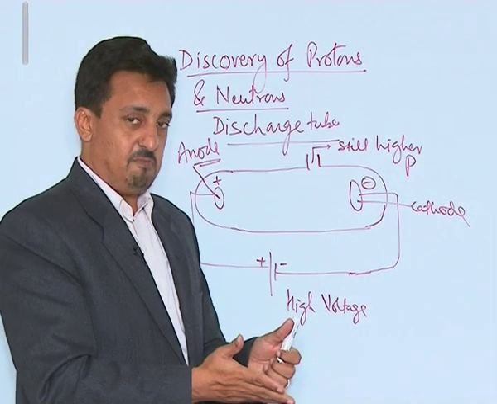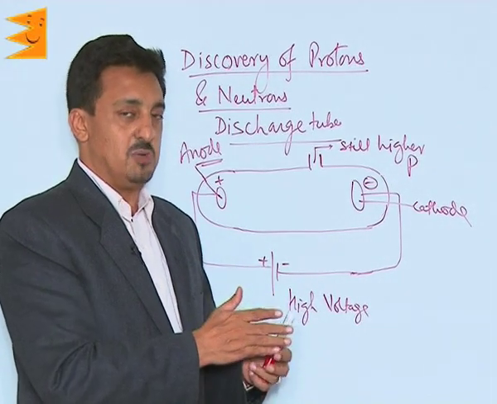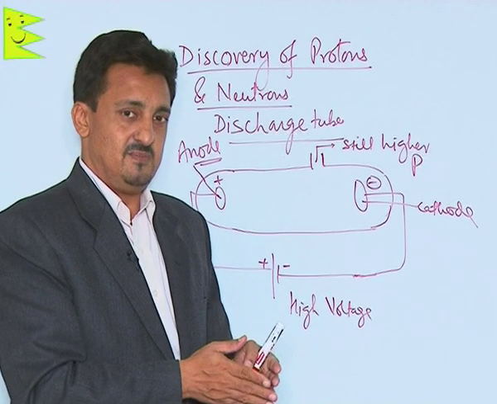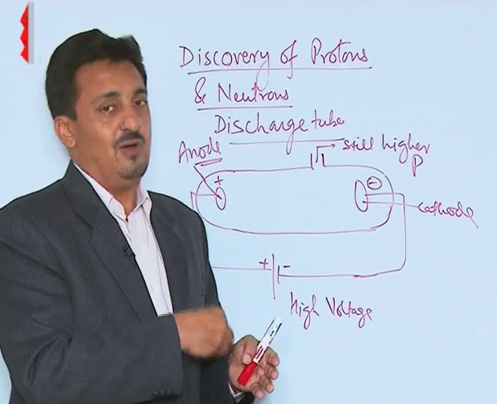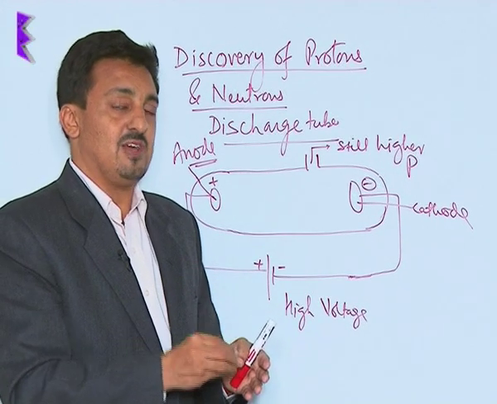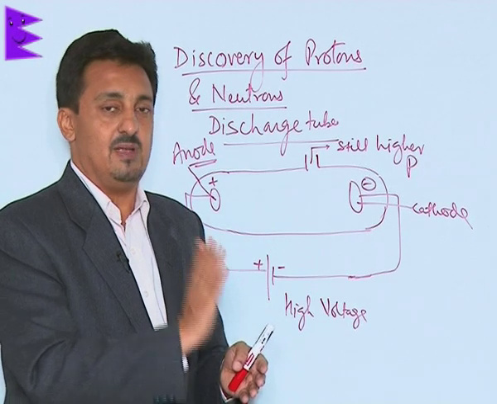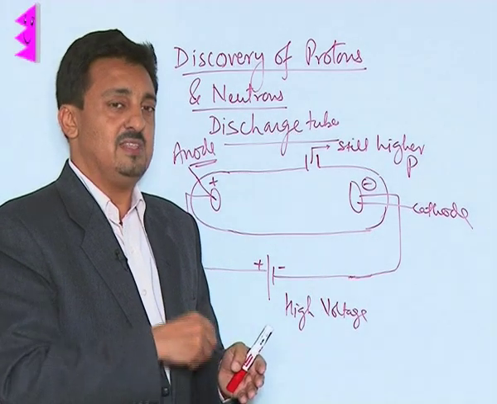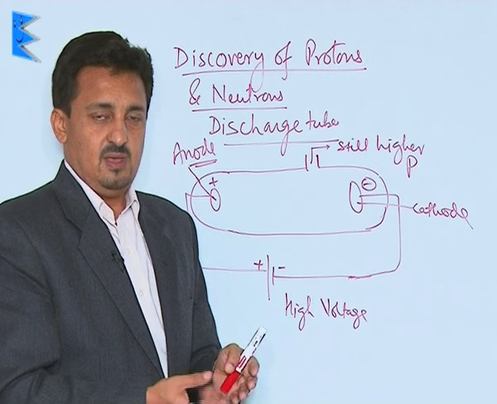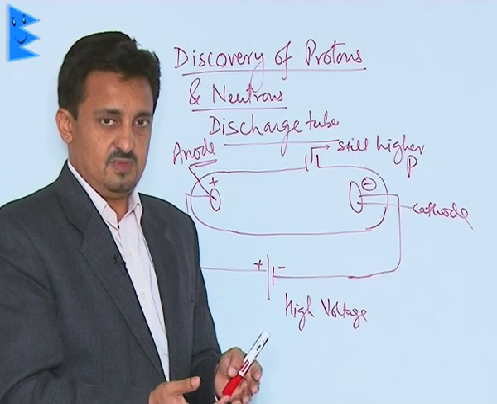The cathode ray experiment, the discharge tube experiment for cathode rays, when performed with different gases, the result was the same. This shows that the particles which are constituting the cathode rays are the fundamental particles and are present in all substances, all matter particles, which is basically the electron.